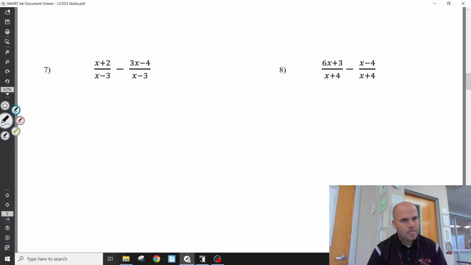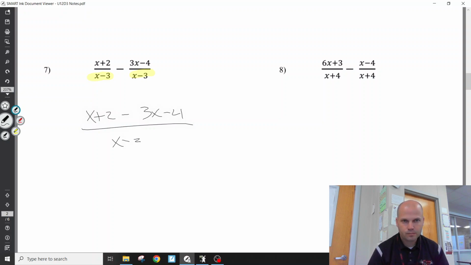Now be careful. I have x plus 2 over x minus 3, and I'm subtracting 3x minus 4 over x minus 3. Again, we have a common denominator, so we're good. We're not going to change the denominator. We're just going to have to subtract, I'm just going to show this in a big step, 3x minus 4 from x plus 2. I'll show you how to do it a little bit easier.